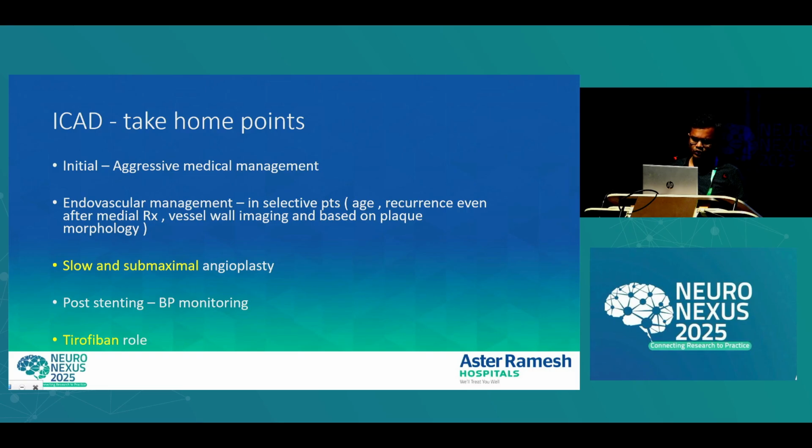Tirofiban has a greater role in view of preventing thrombus or decreasing the incidence of dissection. And post-stenting BP should be maintained and it should be lowered post-stenting to prevent revascularization injury.